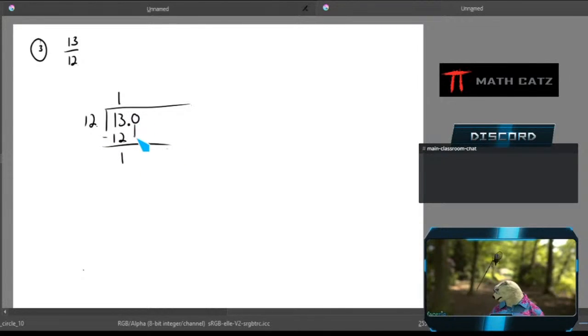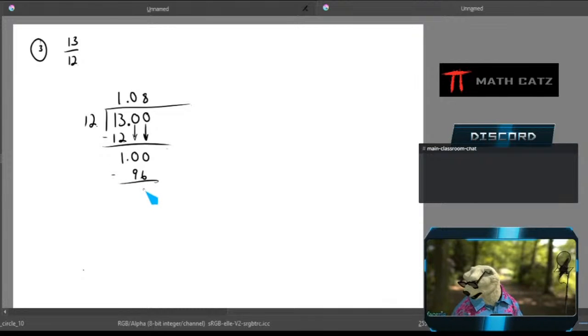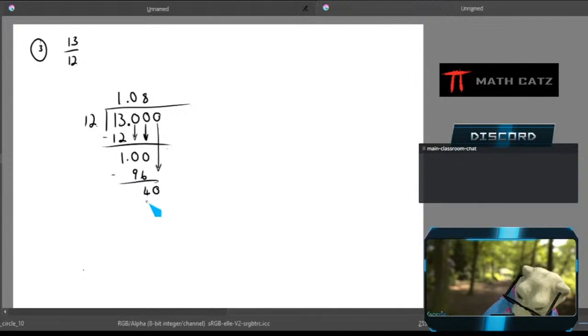I need some zeros here. So I have, relative to that position, 10. 12 goes into 10 0 times. I haven't done anything yet. Bring down another 0. Now I can look at it as 100. 12 goes into 100 8 times. 8 times 12 is 96. So then I have 4 left. It's not quite enough. Bring down another 0 for 40. 12 goes into 40. How many times? 3 times for 36.